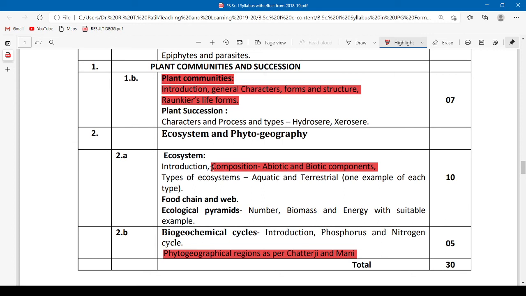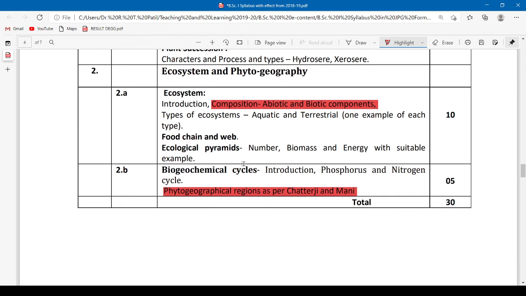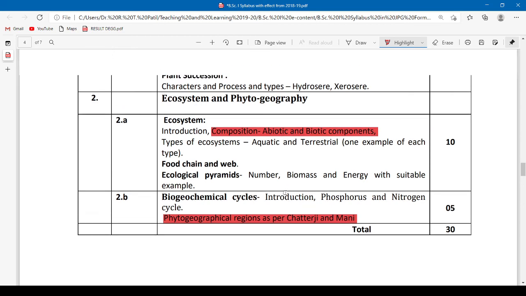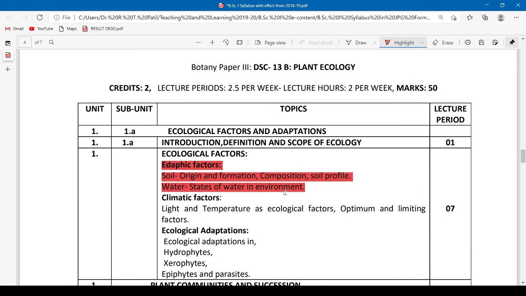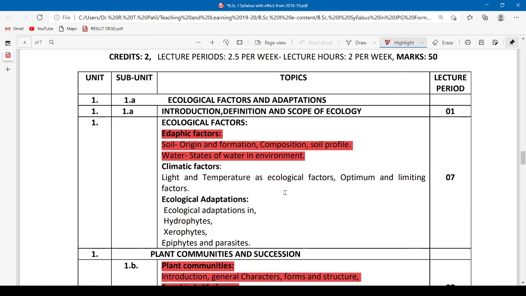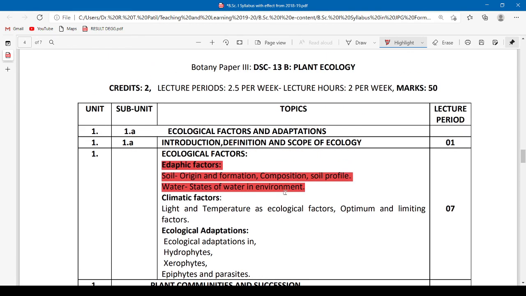Then in the second subunit of the second unit, composition, abiotic and biotic components of the ecosystem, is not considered for the examination point of view. The last part, which is not considered for examination, is phytogeographical regions as per Chatterjee and Money. All the remaining topics we have to study, and these are considered for the examination for this semester.